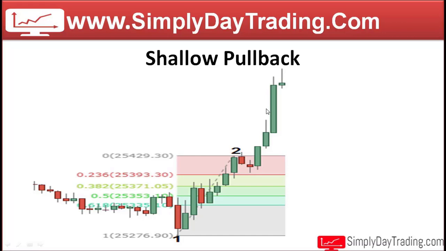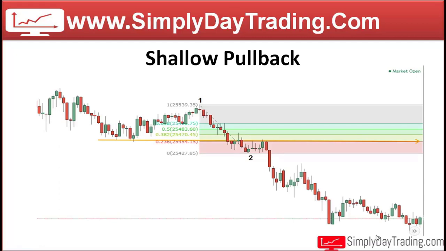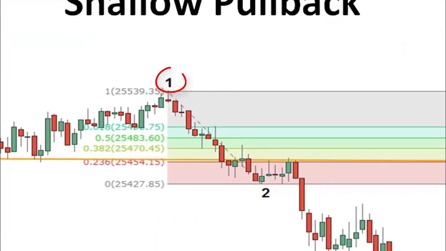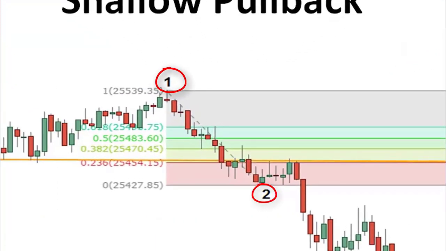Coming back to the topic, let's see one more example of a shallow pullback in a downtrend. Price traveled from point 1 to point 2. This price swing has many consecutive bearish bars, which shows good bearish strength in the market. It's clearly a downtrend, so we will only look to sell in this market. When the price reached point 2, a multi-bar pullback started to form.